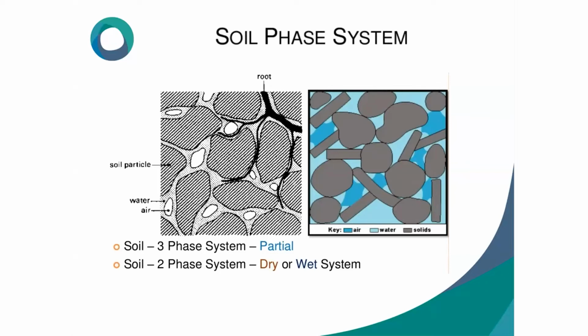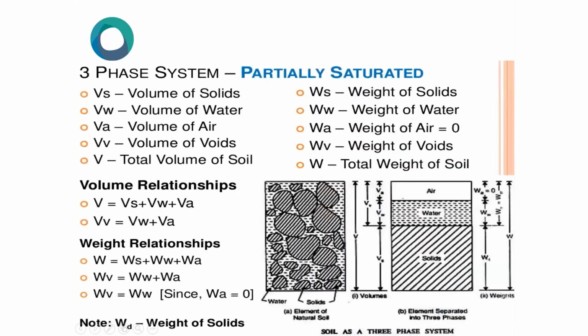Three-phase means soil, water, and air. Two-phase means it may be soil and water, or soil and air. If it is soil and air, then it will be a dry condition. If soil and water, it is a wet condition. See, this is a phase diagram.